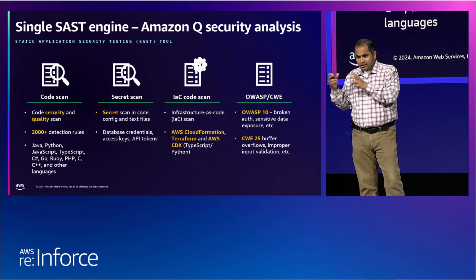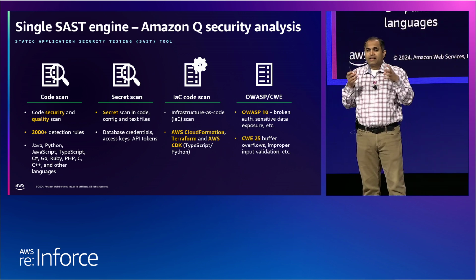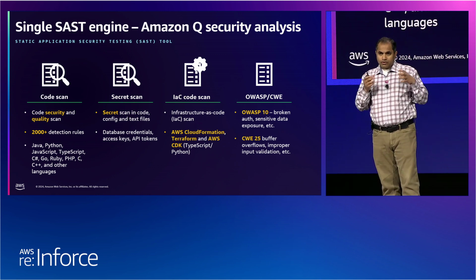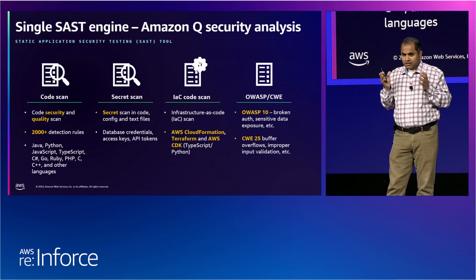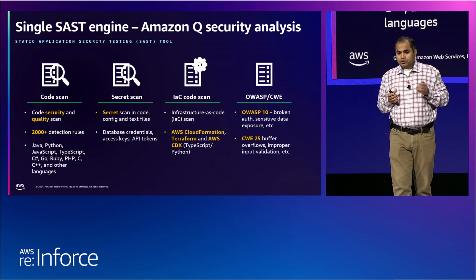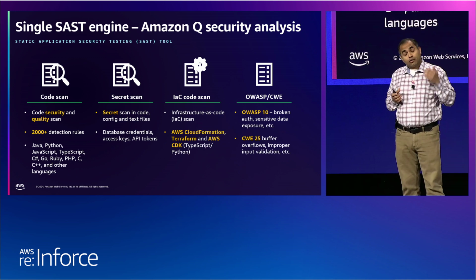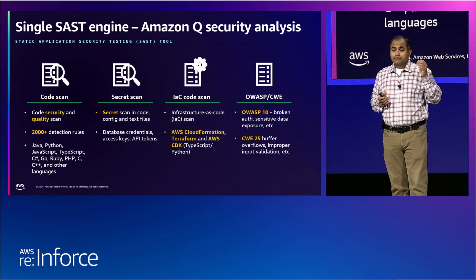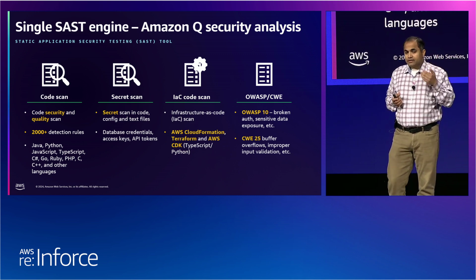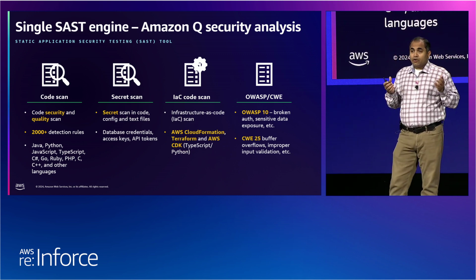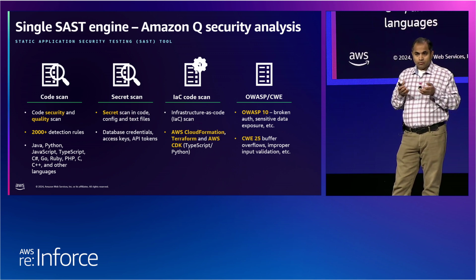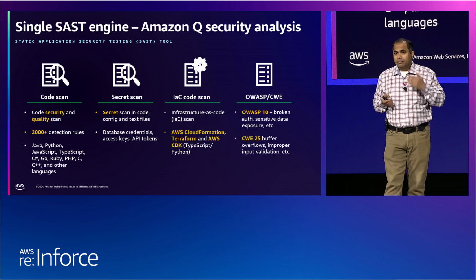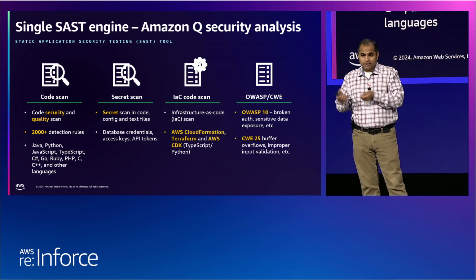I will talk more about the detail of how we are solving that problem, but let's first understand how our SAST engine works. What we have done in AWS is build one single SAST code scanning engine, which supports code scanning for code security and also code quality issues, whether it is AWS best practices or ML best practices. All those findings we detect. We have over 2000 detection rules for all these different categories of detections. We support 10 programming languages, and we are very rapidly adding more based on our customer needs.